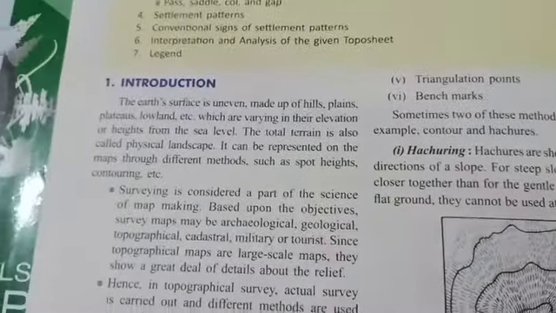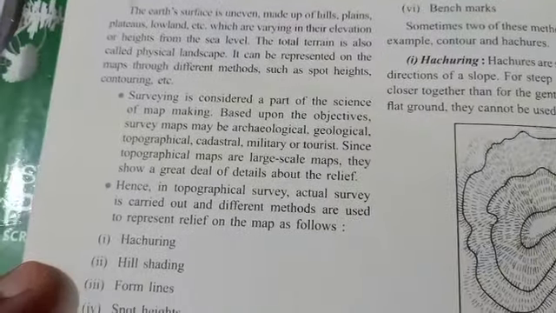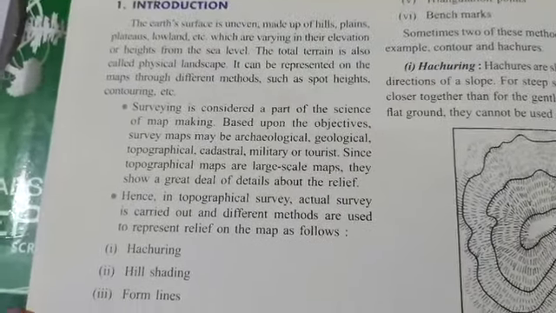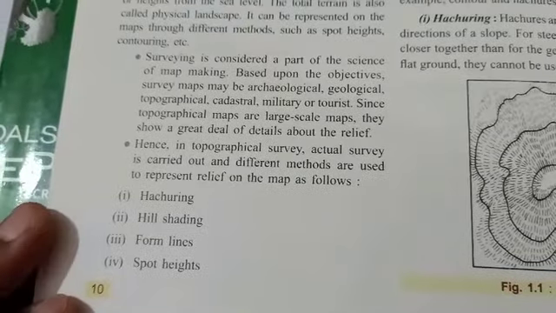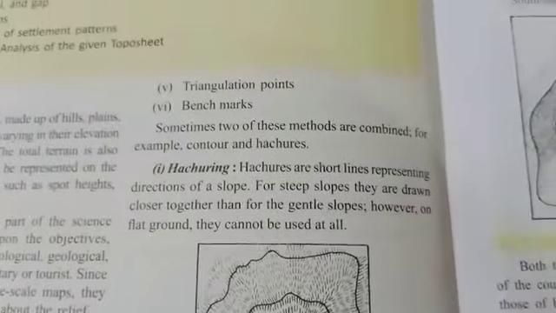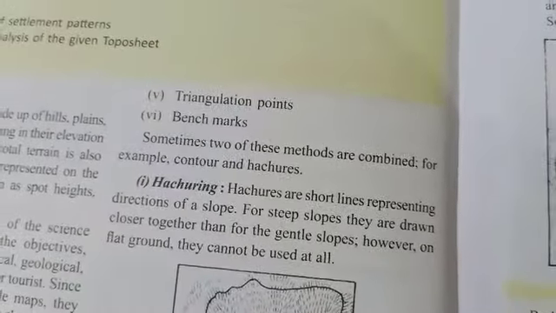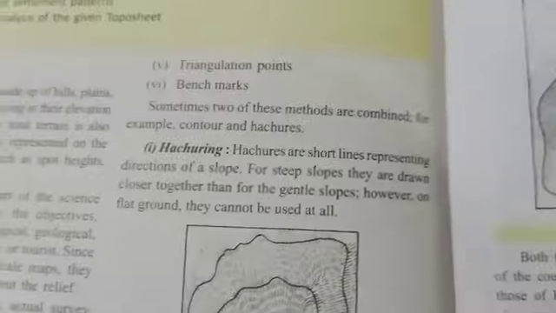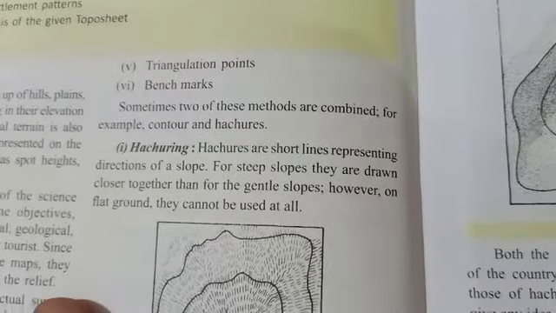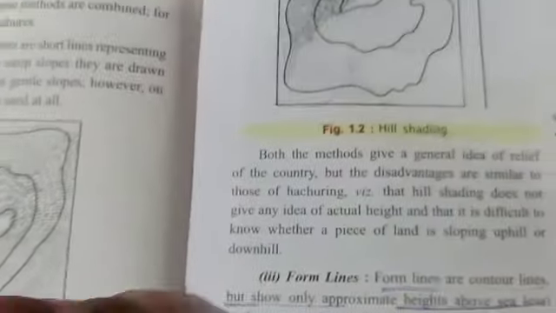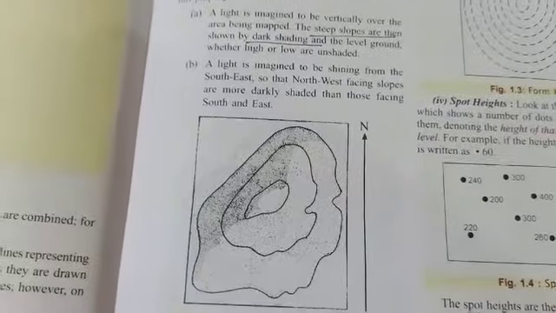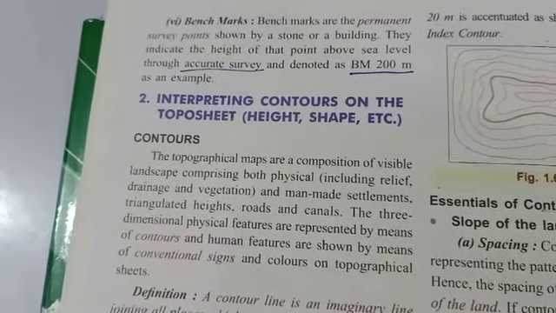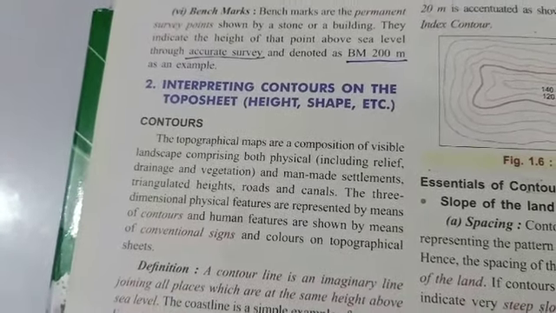Last day we saw the introduction of the lesson, the different methods by which the elevation of an area can be represented on the map, like hachuring, hill shading, form lines, spot height, triangulation points, benchmark, and so on. And we have seen how to interpret contours on the topographical map.